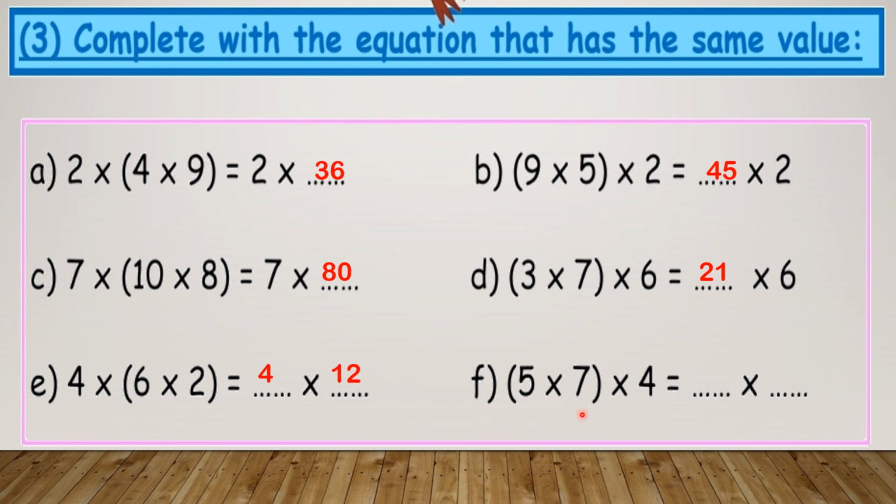5 by 7 by 4 will give you the same result as 35 by 4, because if I multiply the two numbers inside the bracket, it will give you the same number.